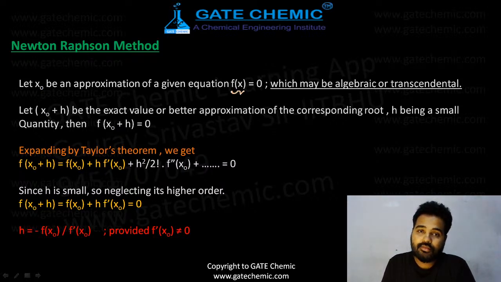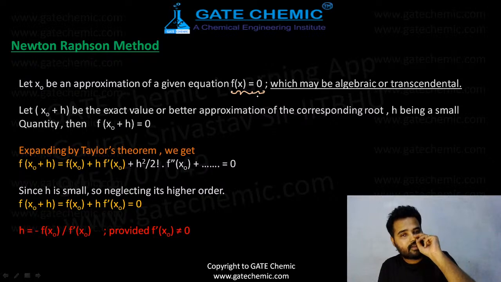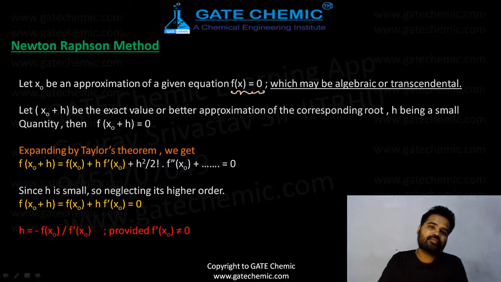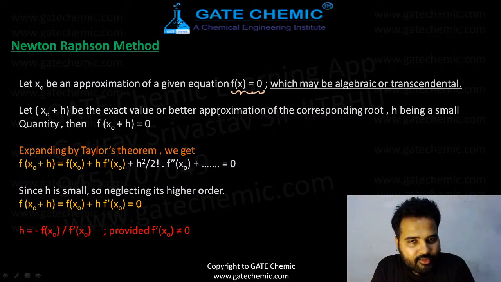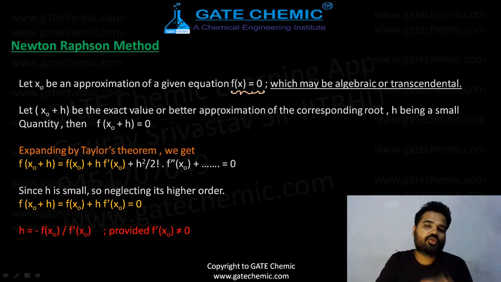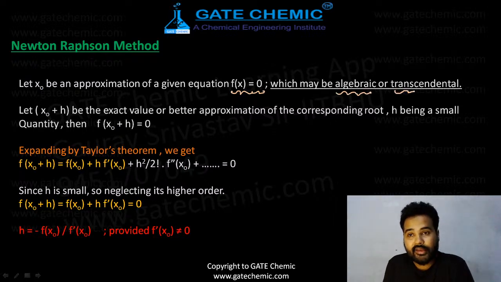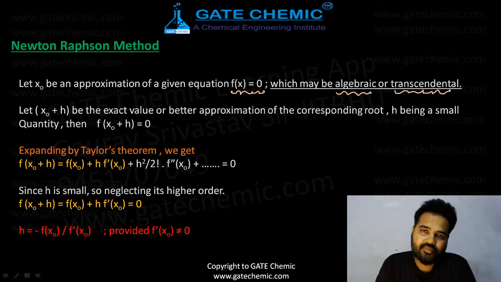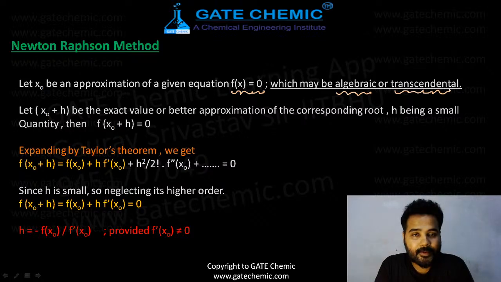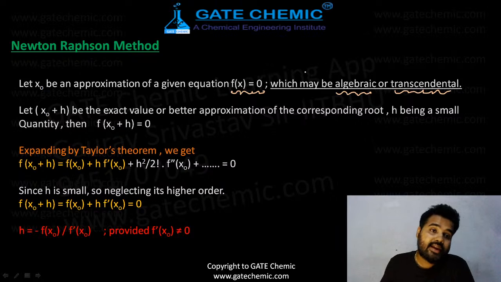Suppose we have an equation f(x) = 0. This equation can be algebraic, or it can be transcendental, meaning it has some special functions in it. And I am assuming that x0 is my initial approximation.